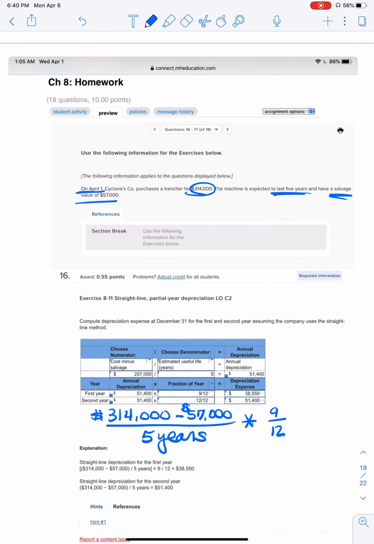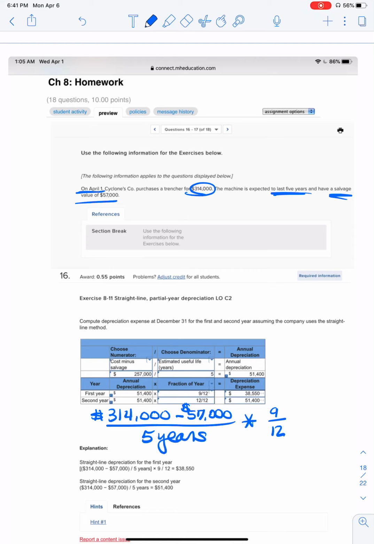The way I would do this if I was taking an exam is I would actually count this out on my fingers, and I would say, how many months did we own this machinery? We owned it for all of April, all of May, all of June, July, August, September, October, November, December. And if you do that, you'll see you actually had this for 9 full months.